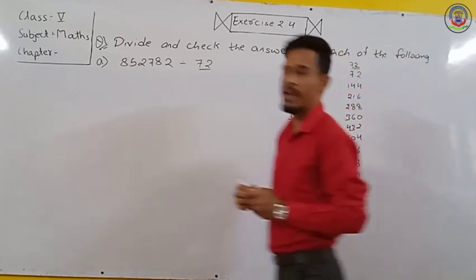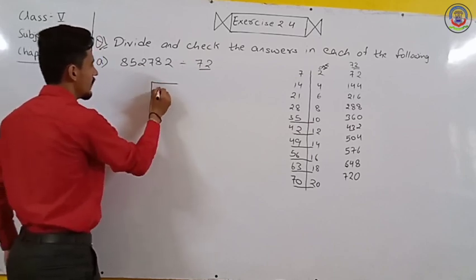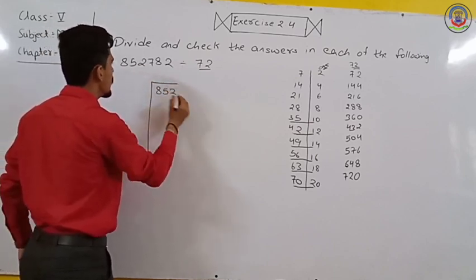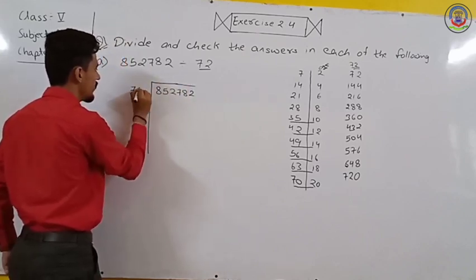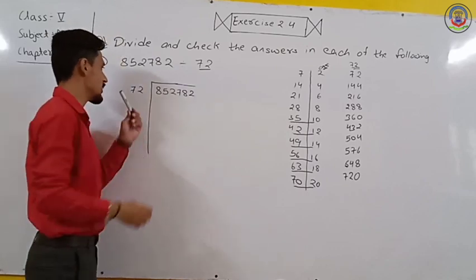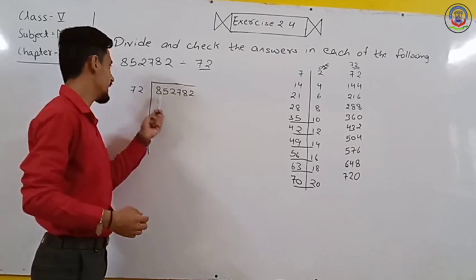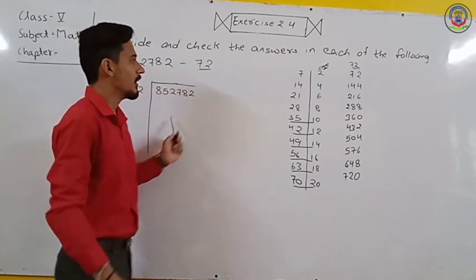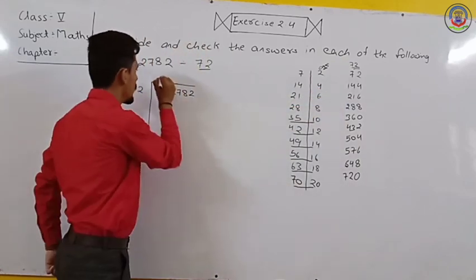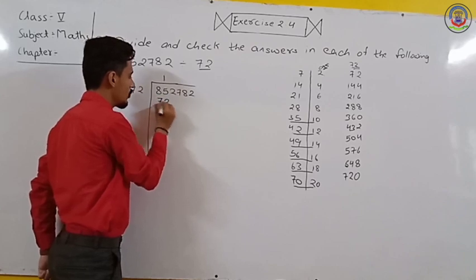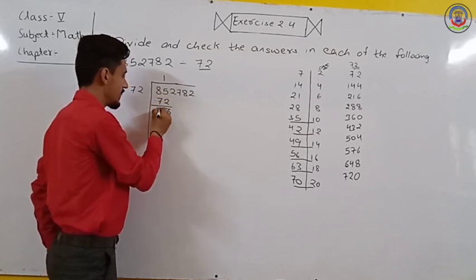Now we can easily divide these numbers. So here it is. We write 8,52,782 divided by 72. So as we know this is a two-digit number, so we first see two digits. It is 85. 85 is greater than 72. So let's check there. Here is 72, which is less than 85. So it is 1 times and it is 72. So we subtract this. 5 subtract 2 is 3 and 8 subtract 7 is 1.